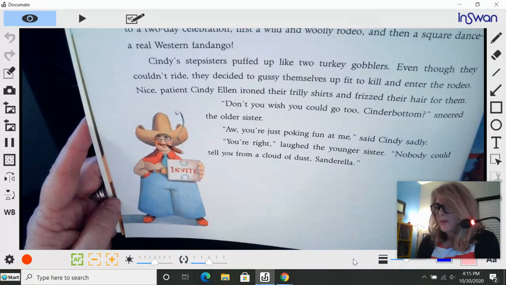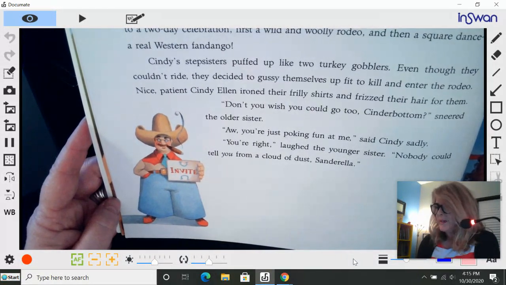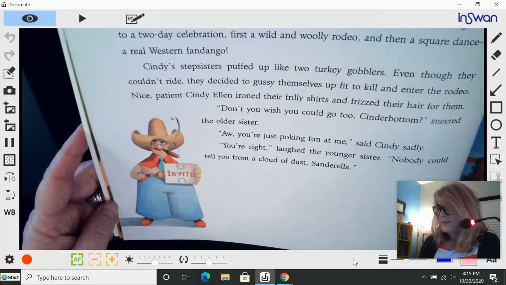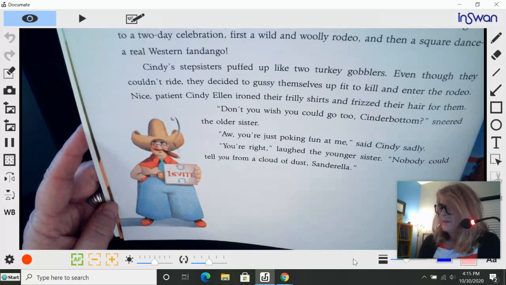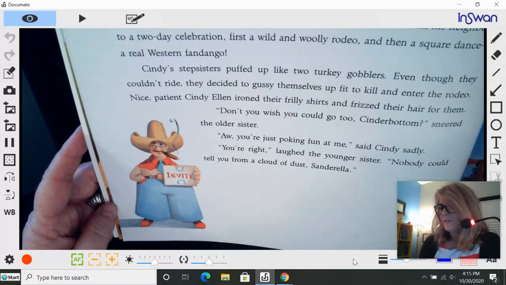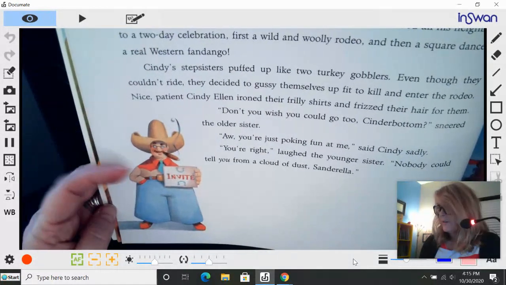Cindy's stepsisters puffed up like two turkey gobblers. Even though they couldn't ride, they decided to gussy themselves up fit to kill and enter the rodeo. Nice, patient Cinder Ellen ironed their frilly shirts and frizzed their hair for them.